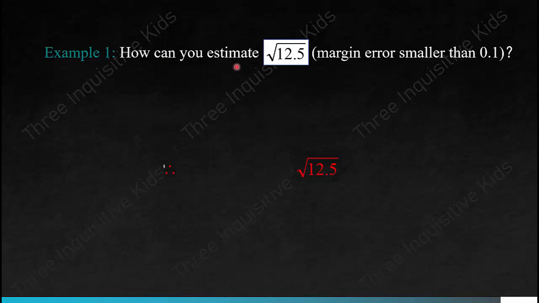So, how can you estimate the square root of 12.5 with a margin of error smaller than 0.1? I mean 0.1. So basically, it means the same thing.